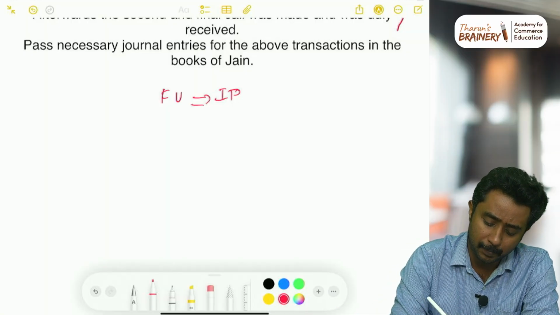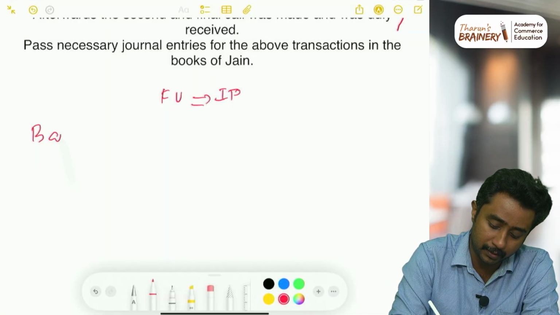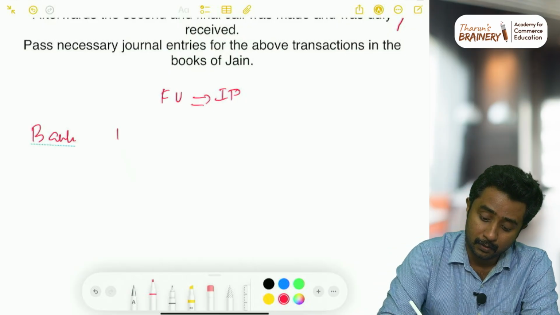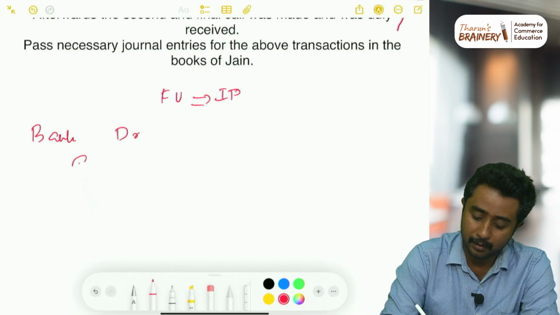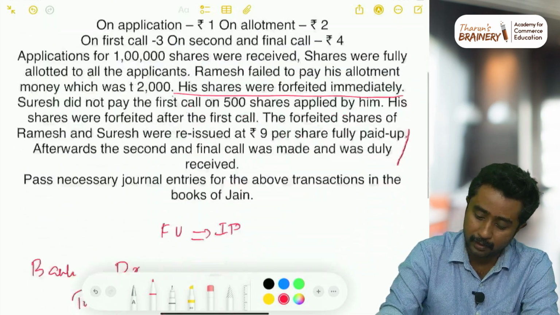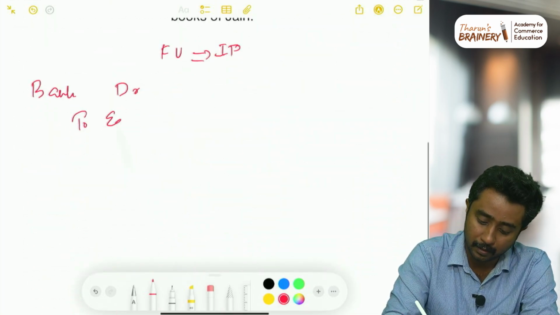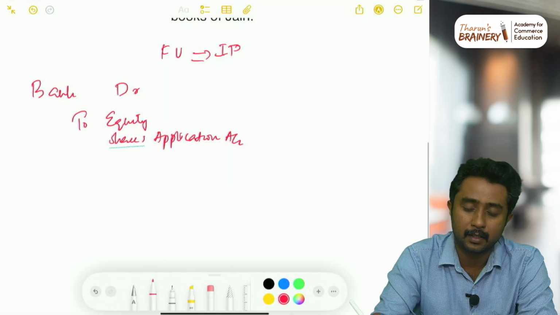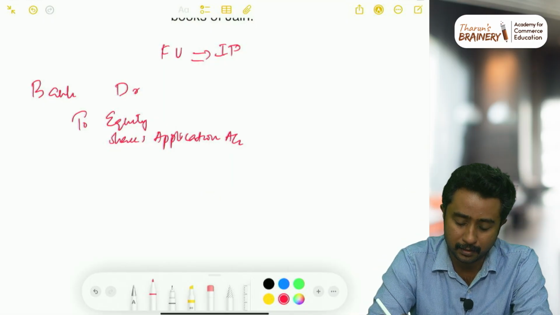Okay, so we'll pass the journal entries. Our job is just to pass the necessary journal entries to record the above transactions. So I'm going with the first entry, bank account debit to, here they have mentioned equity shares. So I'm writing bank account debit to equity shares application account.